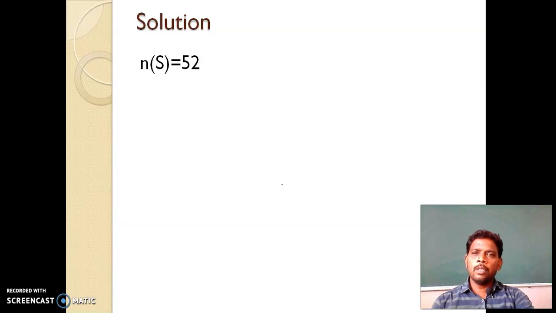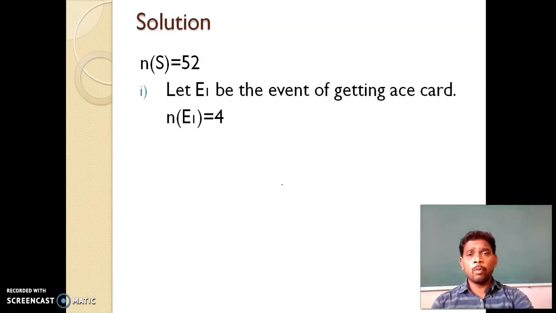Solution. The total is 52 cards, so n of S is 52. Now we are going to define all the events one by one. Total 12 questions are there, so we need 12 events, up to E12. I took the first event as E1. So what is E1? The event of getting an ace card. That is our event.